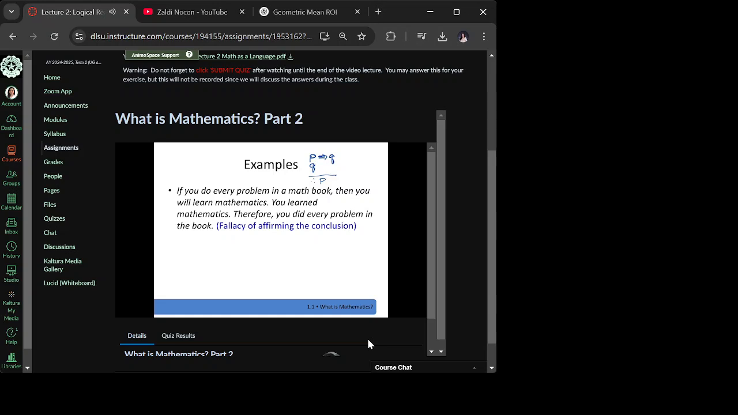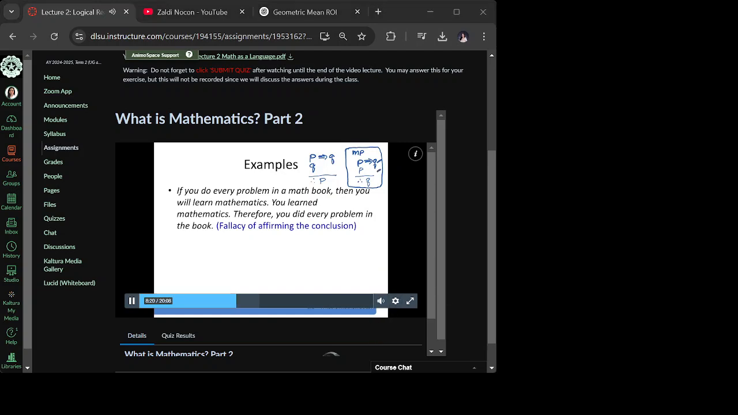If you use modus ponens, you say, if you do every problem in a math book, then you will learn mathematics. You did every problem in the math book. Therefore, you learned mathematics.